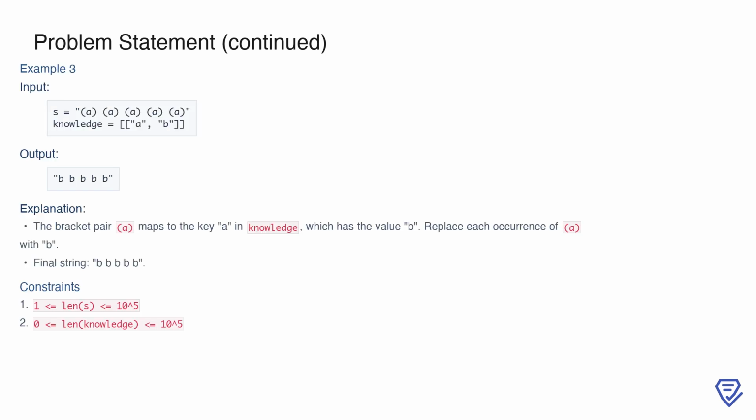Let's look at one more example to solidify the concept. Imagine the input string is "(a)(a)(a)(a)", and the knowledge list contains a single pair, [a, b]. Here, the bracket pair (a) corresponds to the key a in the knowledge list, which maps to the value b. Each occurrence of (a) in the string is replaced with b. After processing all the bracket pairs, the final string becomes "bbbb". This example demonstrates how repeated keys in the string are handled consistently, and each bracketed substring is evaluated independently.